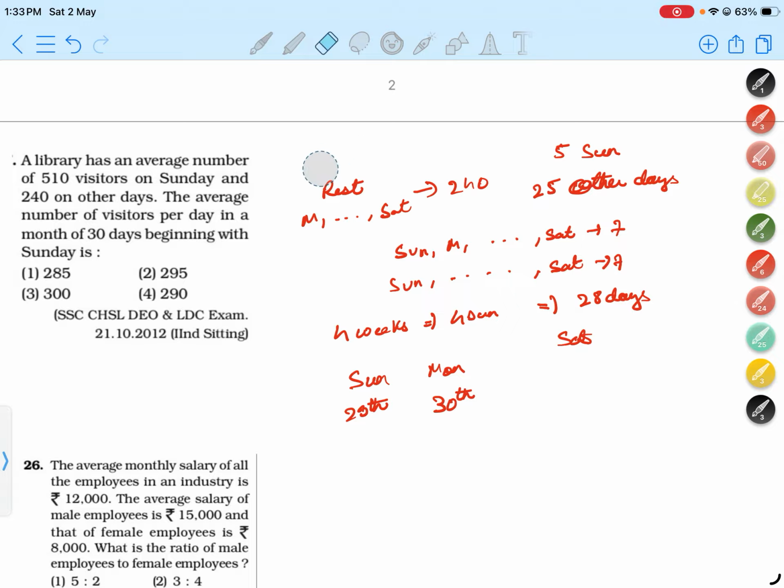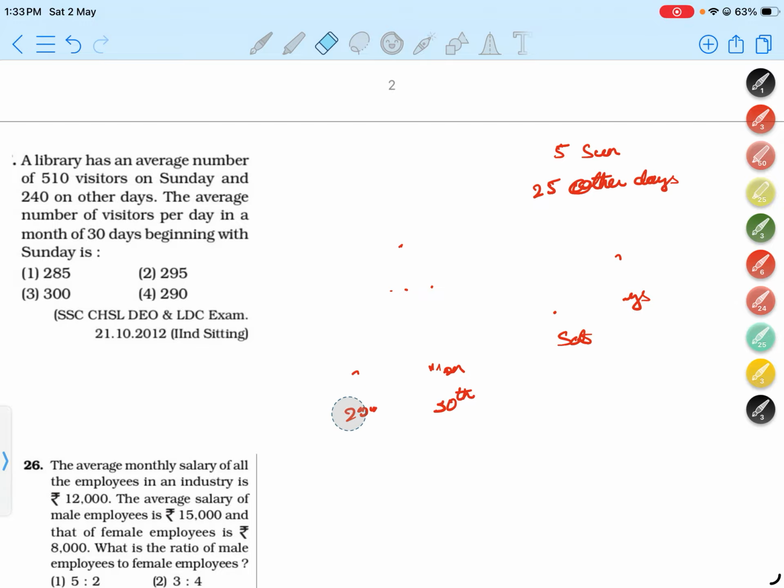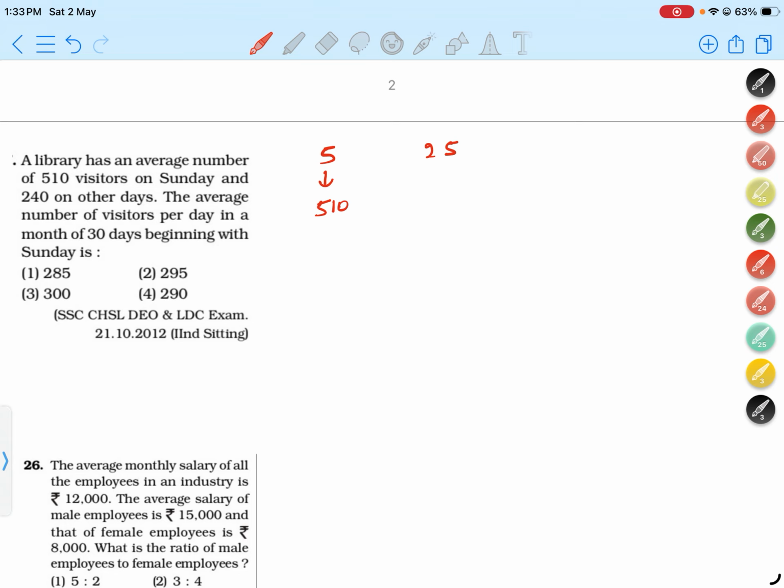So let me just erase it. Okay, so 5 Sundays and 25 other days. For 5 Sundays, the average is 510, and for 25 other days, the average is 240. We can do it using the basic method: 5 into 510 plus 25 into 240 divided by 5 plus 25. This will give us the required average. But we can do it a bit faster using the method of deviation.